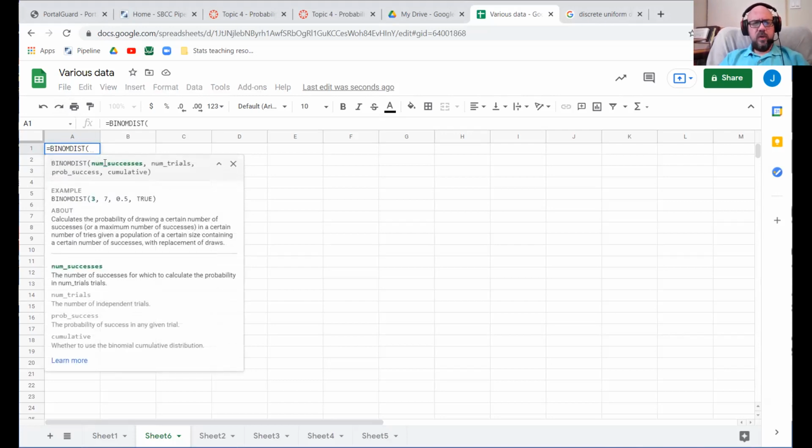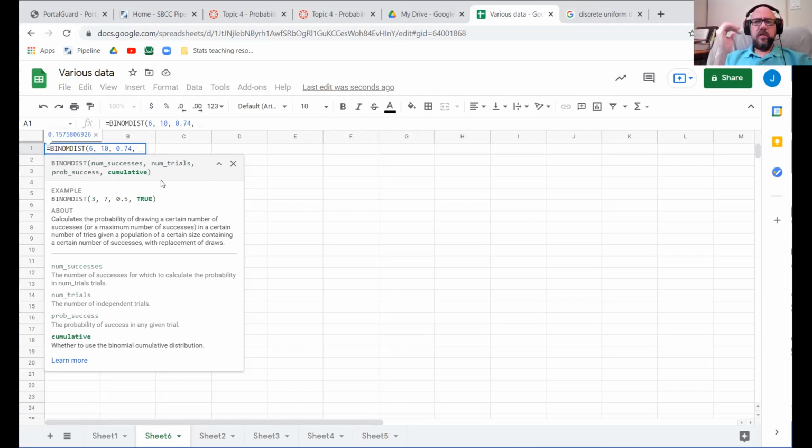Notice that what it wants is the same exact thing that the calculator wants. It wants the number of successes, the number of trials, and the probability of success. So let's put that in. For the first one, number of successes, 6 successes, number of trials, we have 10 free throws, probability of success, 74%. And then there is one more thing here that asks for cumulative.